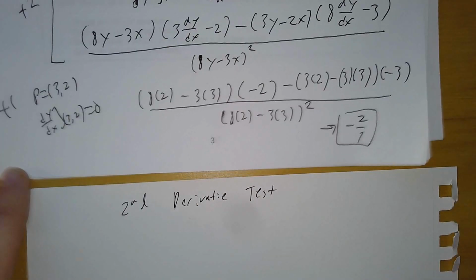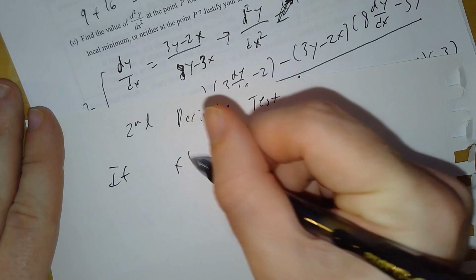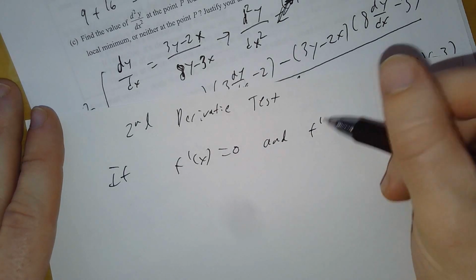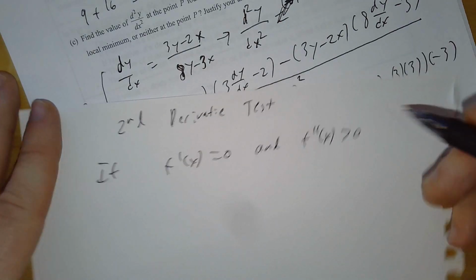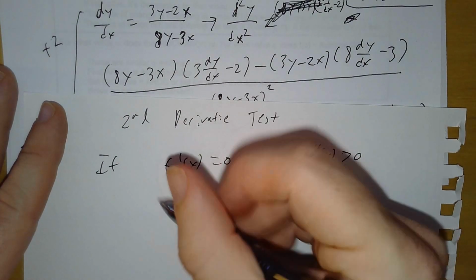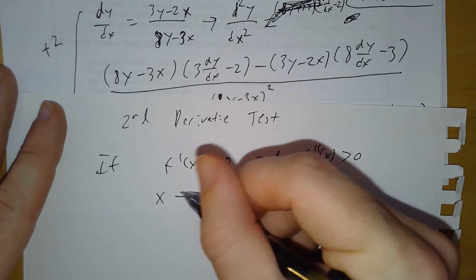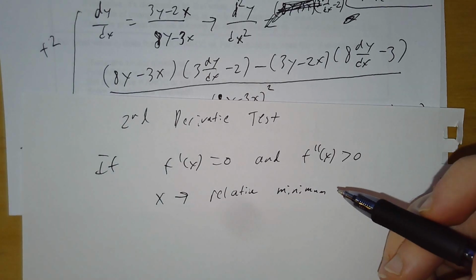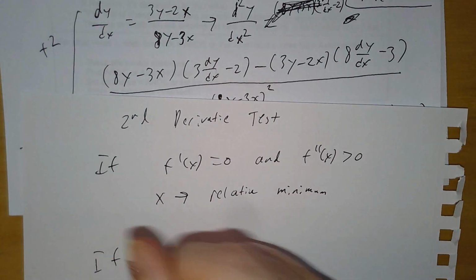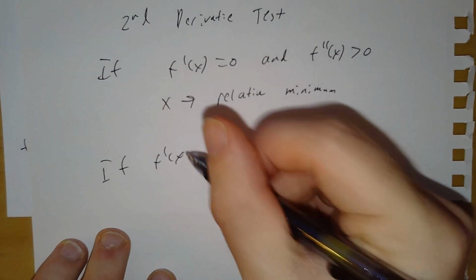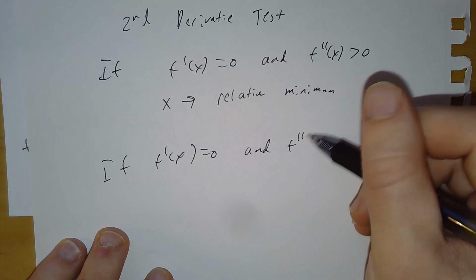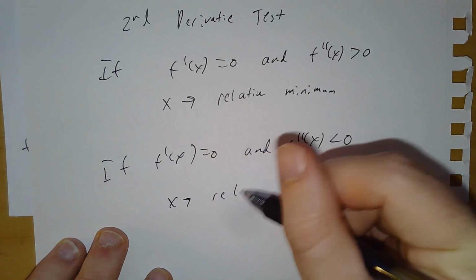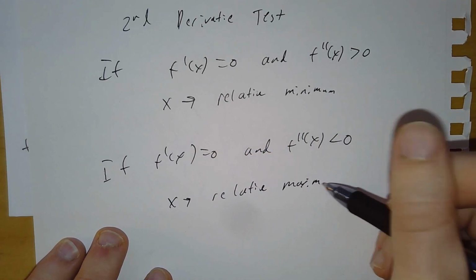Second derivative test says if the first derivative is 0, and the second derivative is greater than 0, then x must be a relative min. Okay? If the derivative of x is 0 and the second derivative is negative, concave down, x is a relative maximum. That's what the second derivative test says.